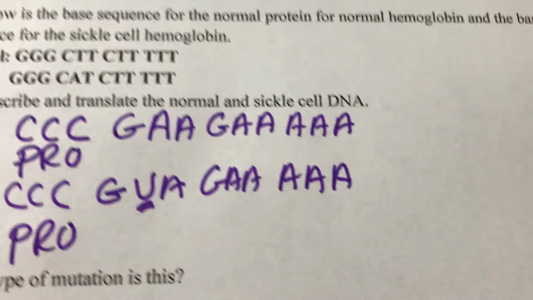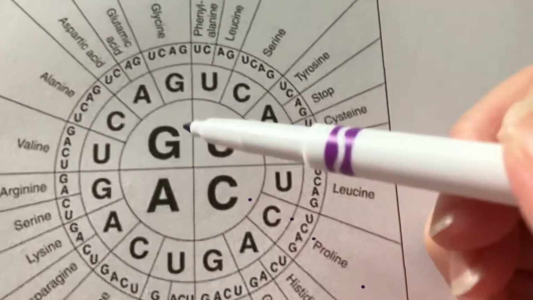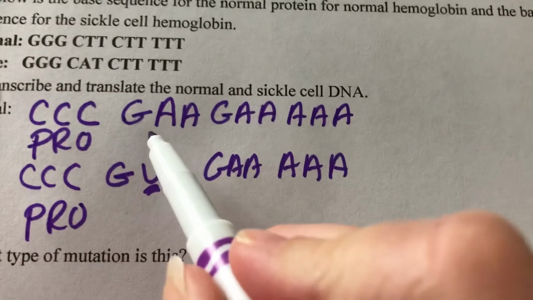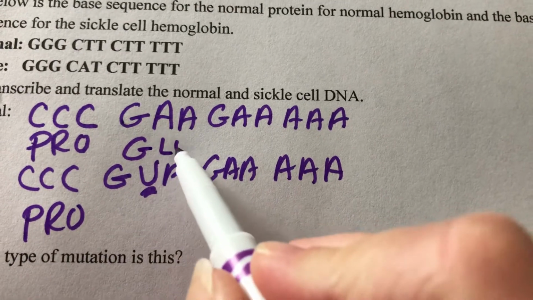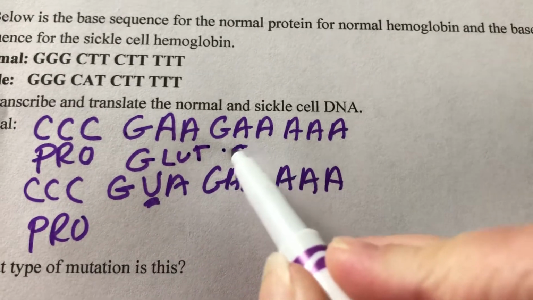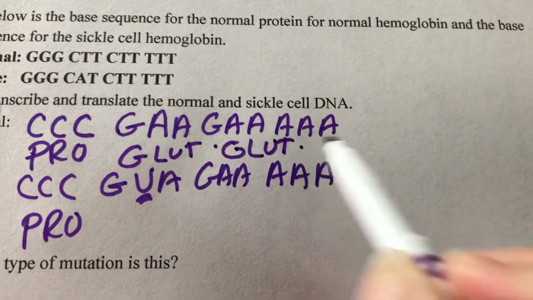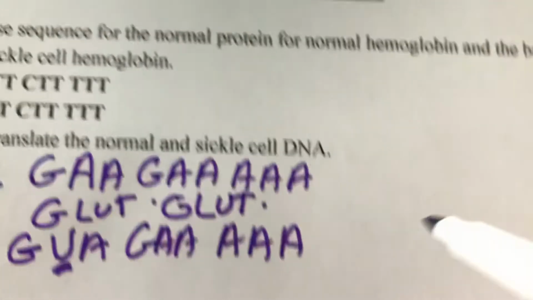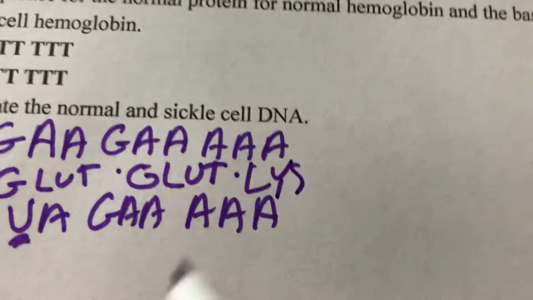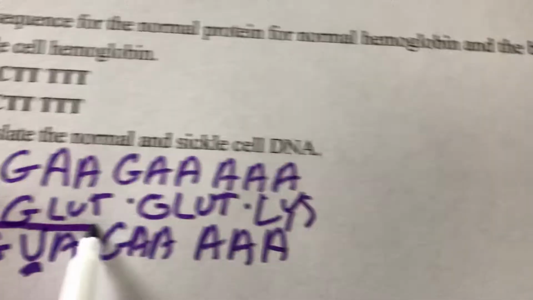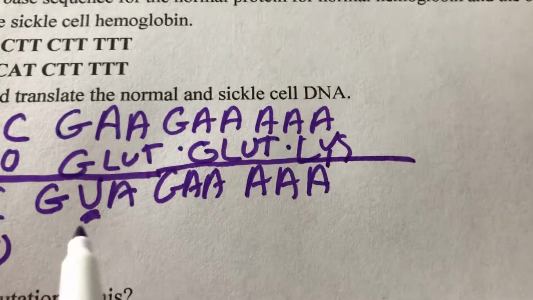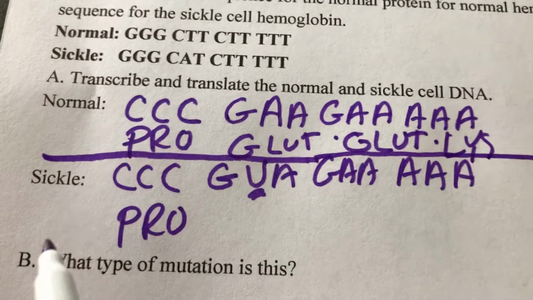For the normal gene, GAA, that's glutamic acid. I'm just going to write GLUT here. Then you have another GAA, so that's going to be GLUT. And then we have AAA is lysine. So again, that's really just review of everything that we did last week. So let's see how this mutation here impacted the sickle cell gene.